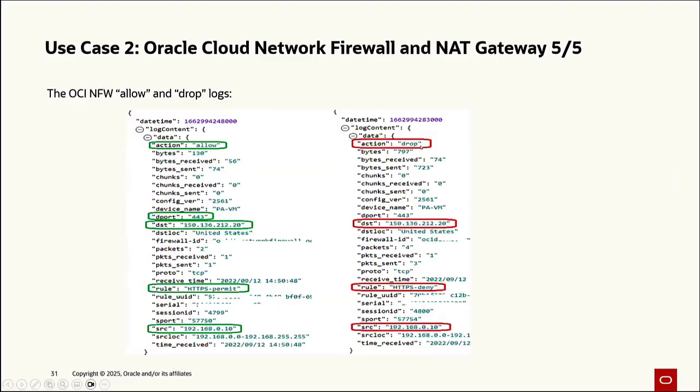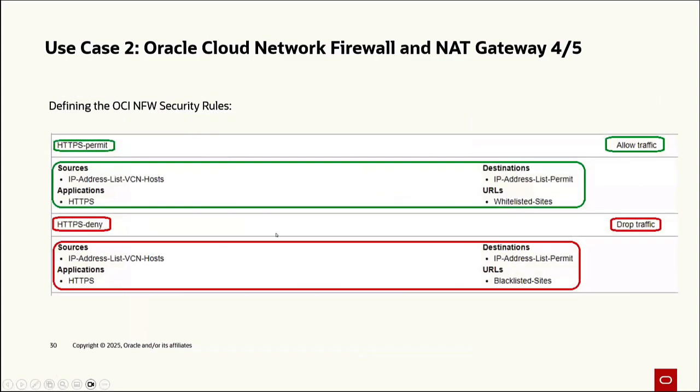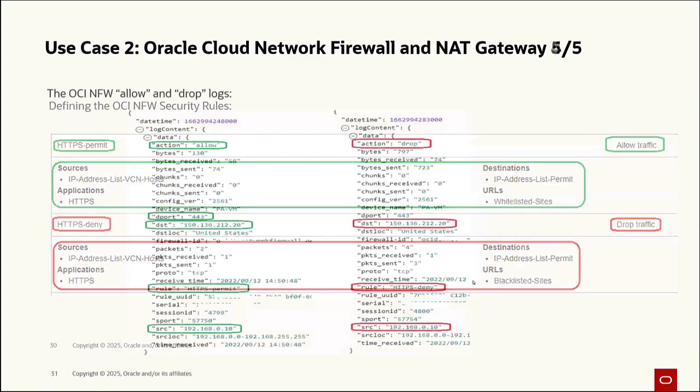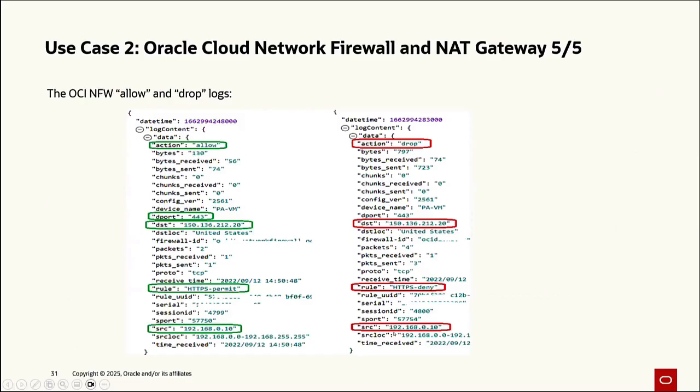And the dropped traffic used the HTTPS deny rule that we have created here, this one, right? From the same source to the same destination over port 443. So immediately we can conclude that the network firewall is performing as expected, and our traffic is filtered and allowed based on the policies that we have created.